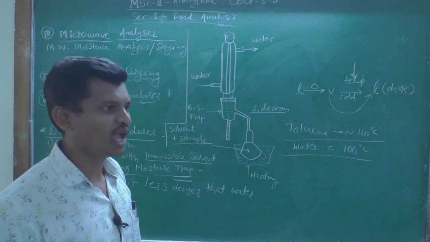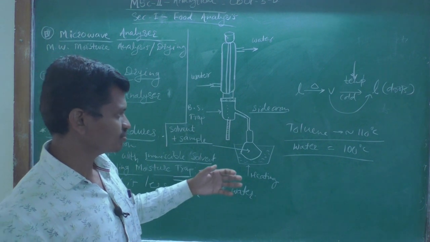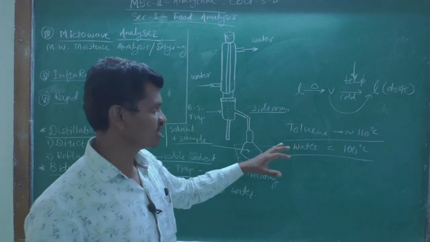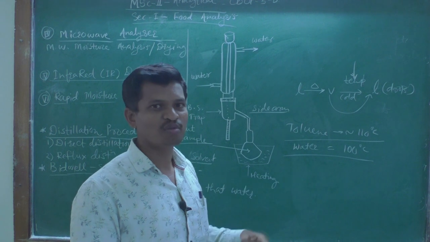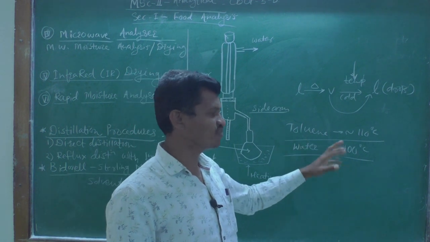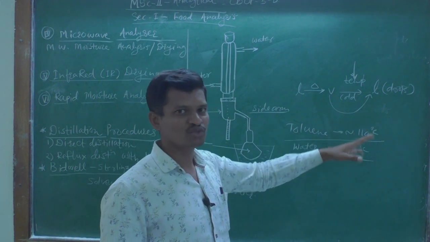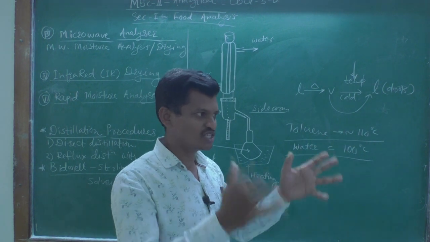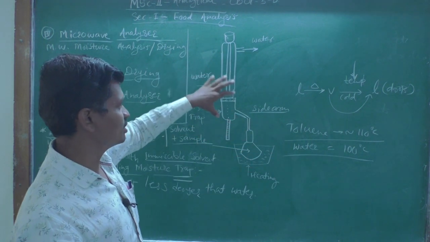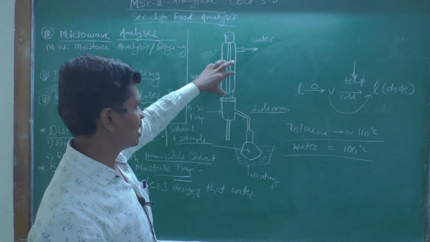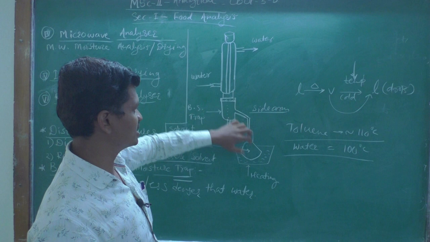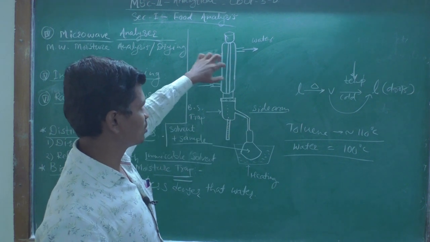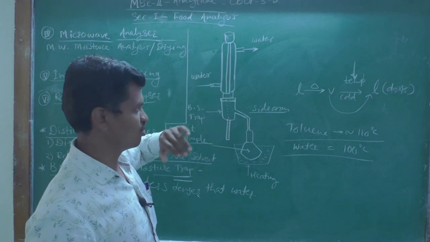But what will happen when toluene forms a hazy mixture with this water? It can form an emulsion, since there is not much difference between the boiling points of toluene and water, so they can form a hazy mixture. Haziness can be seen in the trap, the side arm, the flask, and up to this half portion of the water condenser.